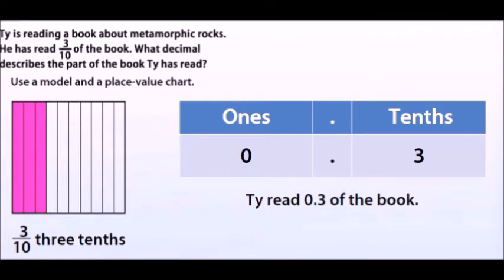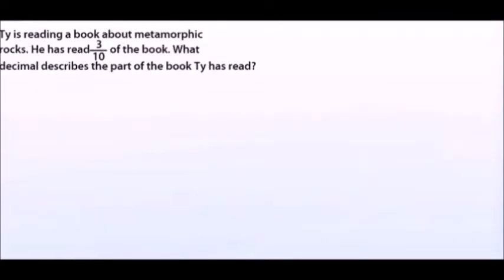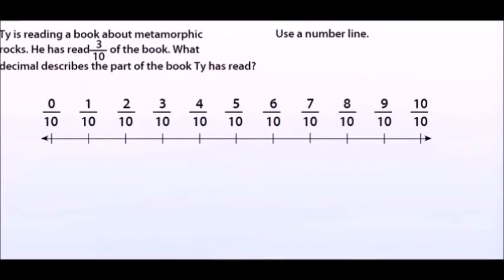Now let's try to solve this problem another way. We can also use a number line to show 3/10. A number line can be used to show fractions and decimals that are equivalent to the fractions. This number line shows tenths from 0 to 10/10, or 1. Each tenth shows a distance from 0.